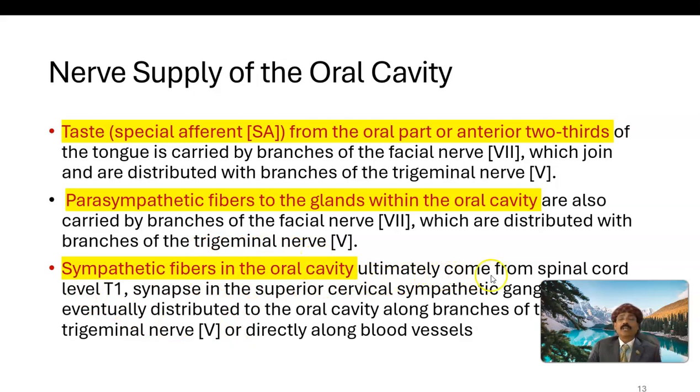Sympathetic fibers in the oral cavity ultimately come from the spinal cord level T1, from the gray horn, synapse in the superior cervical sympathetic ganglion, and are eventually distributed to the oral cavity along the branches of the trigeminal nerve or directly along the blood vessels. So sympathetic fibers can follow anything. They may go over the artery, or may reach the target directly. Usually they go along the outer wall of the artery.